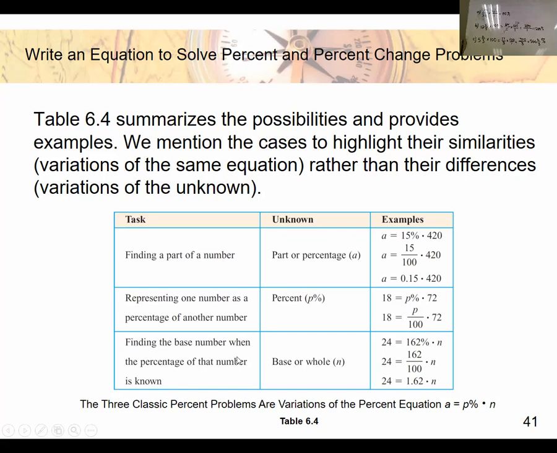And then the last one is just finding the base, when a percentage of that number is known. So we're finding the base or the whole. So it could be a percentage of what number would give us that particular part. So like 24 is equal to 162% of what number? N. And these are the 3 different ways of writing it.